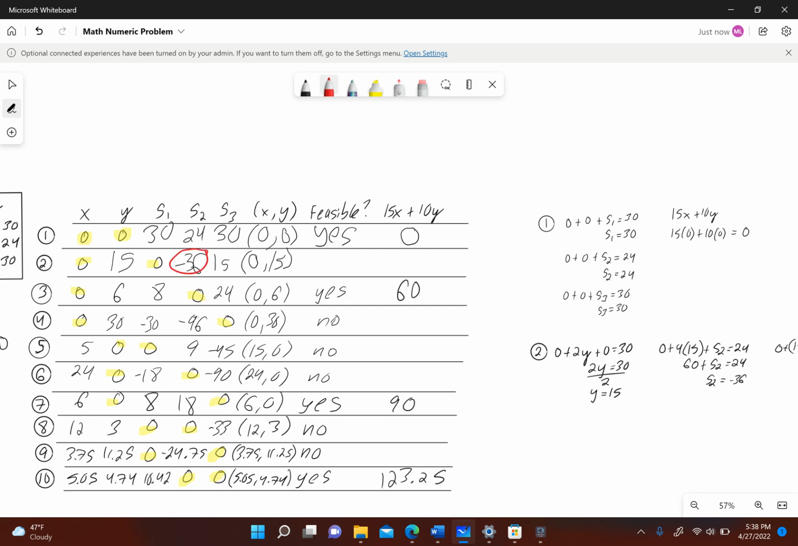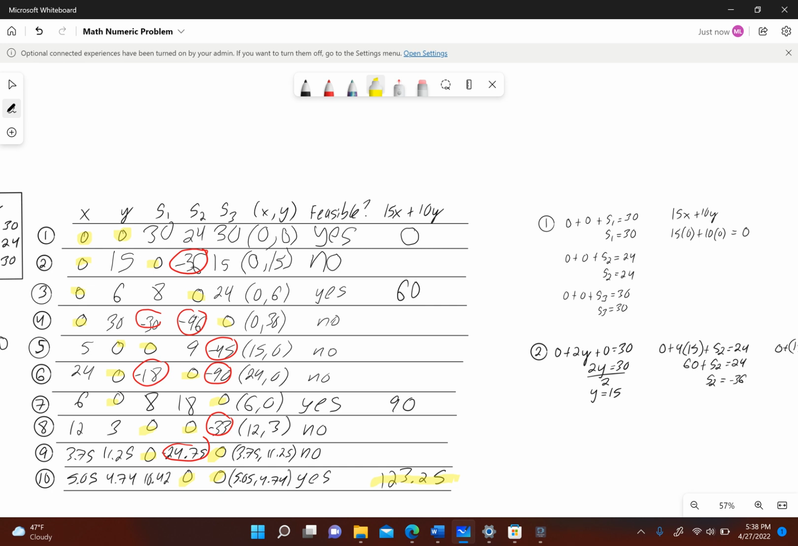Your coordinates are going to be 0, 15, and now you have to look at the feasible region. Any negatives that you find in the table are not going to be considered in the feasible region, because your s1, s2, s3 are not allowed to be negative. So therefore it's not in the feasible region. And that way you get the value of 15x plus 10y.